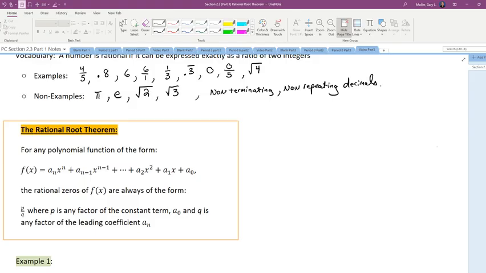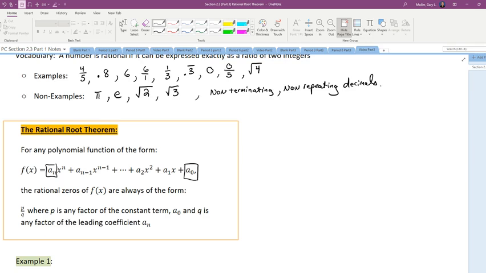Okay, so let's take a look at this, make sure we remember. All of your zeros that you're going to get that are rational will be of the form p over q, where p is a factor of the constant term. So here's my constant term, a sub 0. So p is the factors of a sub 0. q is the factors of the leading coefficient. So that would be this. So we take the factors of a sub 0 and the factors of a sub n and we list them all out. If our function has a rational zero, it'll be in that list.